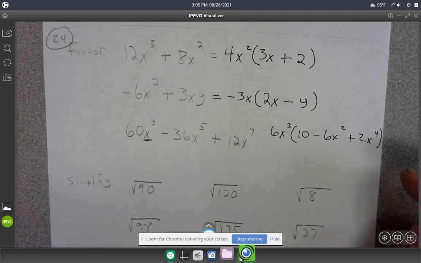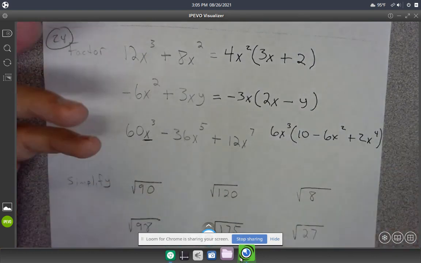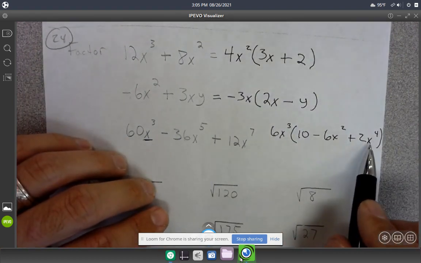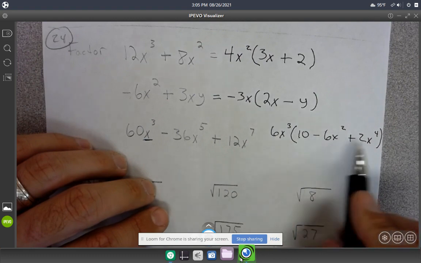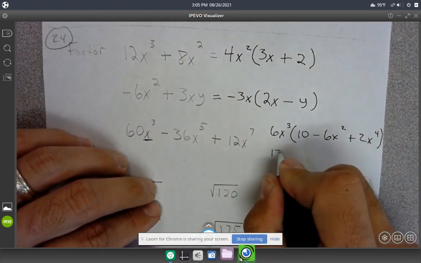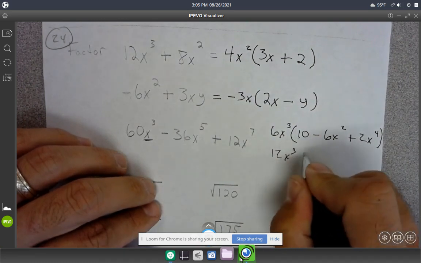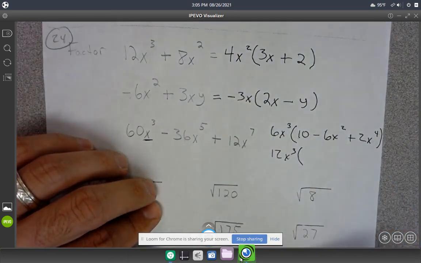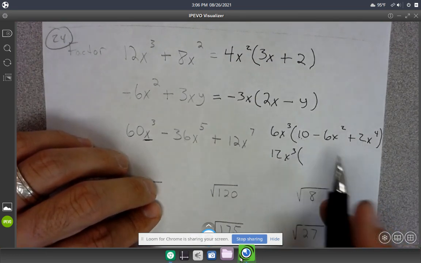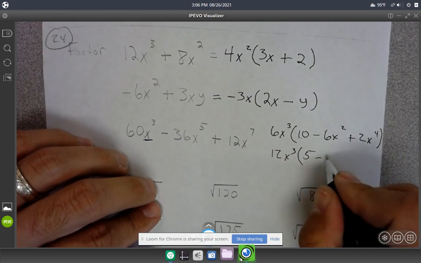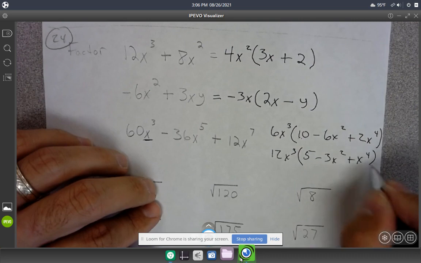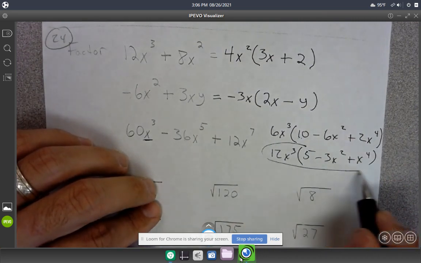They still have something in common. The thing they have in common is a 2. So if I factor out another 2 out of this problem, since that's what they have in common, my 6 would just get multiplied by 2. So now I'd be factoring out a 12x cubed instead. And all I would have to do is cut these numbers in half. I'd have to divide them all by 2. So I'd get a 5, I'd get a 3x squared, and I'd get an x to the fourth, like that. Cool.